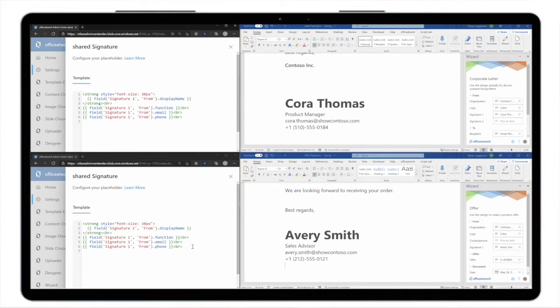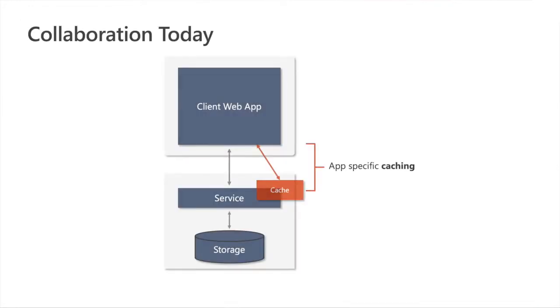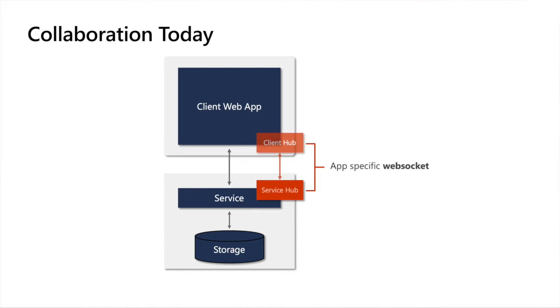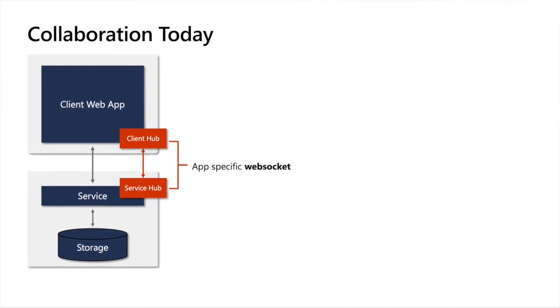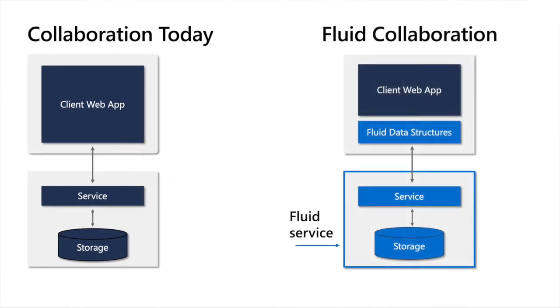Today, if you want to build a real-time collaborative application like these, you'd have to set up a write-through cache, seen in orange, or add a real-time hub on both the client and the service. Either way, it's additional logic and services that you'd have to manage. Teams have found that Fluid can replace key pieces of their architecture, but with improved performance and lower engineering costs.